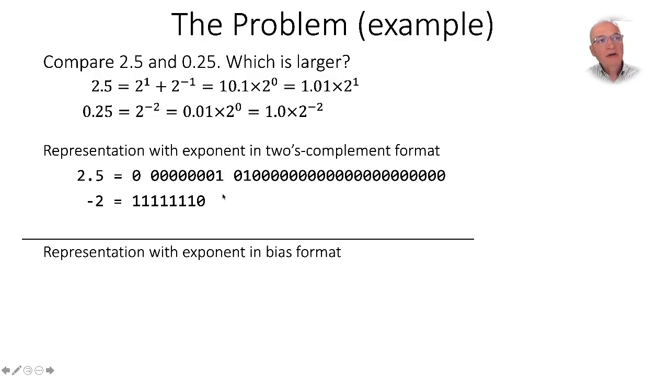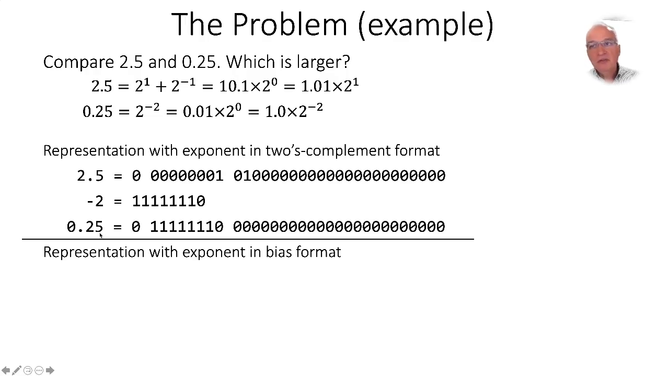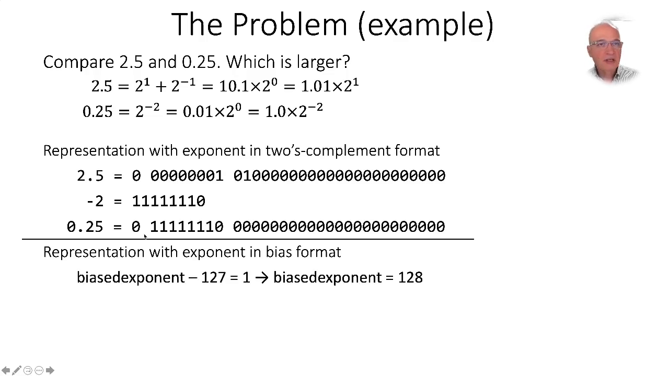And then if I want to represent the value 0.25, I need to represent minus 2 in 2's complement. Minus 2 in 2's complement is 1, 1, 1, 1, 1, 1 with a 0 at the end. So 0.25 would be represented as this number here. So my mantissa is 0, my sign is 0, and my exponent is 1, 1, 1, 0. So if I try to compare and ask which one of those two is the larger one using integer comparison, the answer will be that 0.25 is larger than 2.5, which of course is not correct.